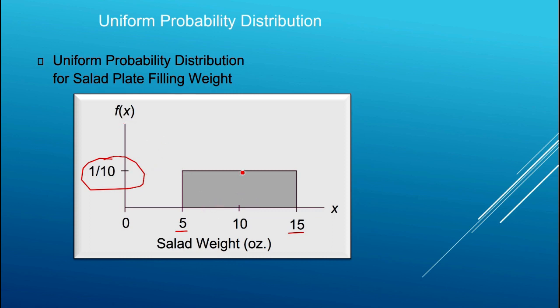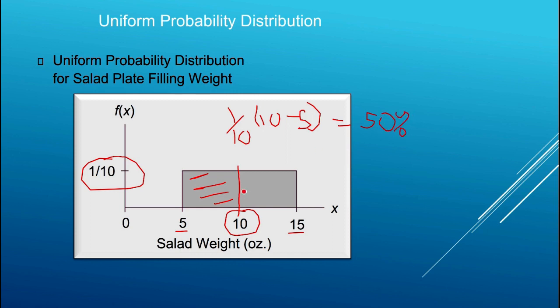So in this example, just to go back to what we had talked about before, if you wanted to know the probability of a salad filling weight being less than 10 ounces, which is clearly the mean here, then we would take a 10th, right, multiplied by the difference between 10 and 5, 10 minus 5. Right, that would obviously give us this area here to the left of 10, and it should be clear to you that the answer there is equal to 50%. The 50% chance, 0.5, of getting a value that's less than 10.